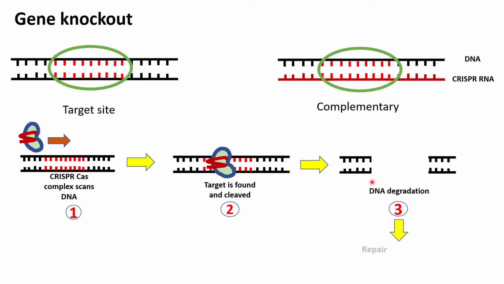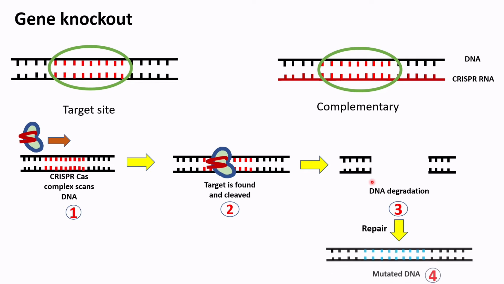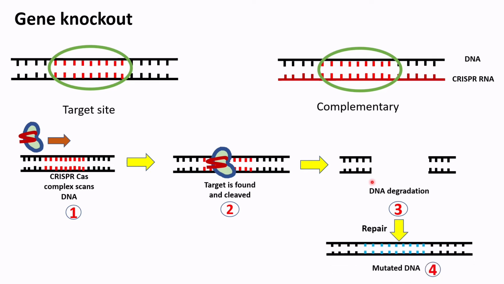Cells try to repair that break, but the process is very much error prone. Hence, it introduces mutations that disable the gene. This makes the gene inoperative, results in gene knockout.